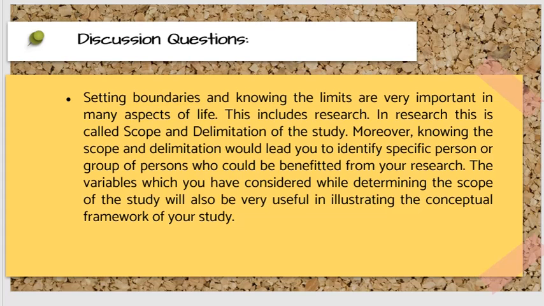Setting boundaries and knowing the limits are very important in many aspects of life. This includes research. In research, this is called scope and delimitation of the study. Moreover, knowing the scope and delimitation would lead you to identify specific persons or groups of persons who could benefit from your research. The variables which you have considered while determining the scope of the study will also be very useful in illustrating the conceptual framework of your study.